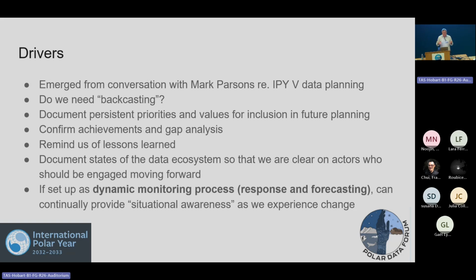As I worked with Chantel on this, the question also came up: does this need to be not so much just a retrospective or backcasting, but also a dynamic living entity, some sort of process to monitor what's happening because things are changing so rapidly? So those are the drivers.